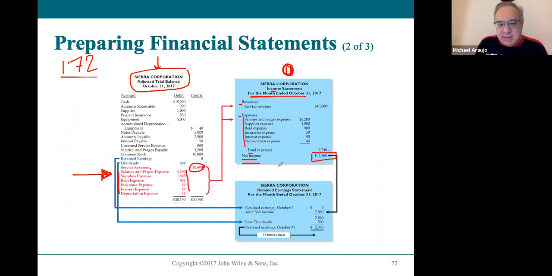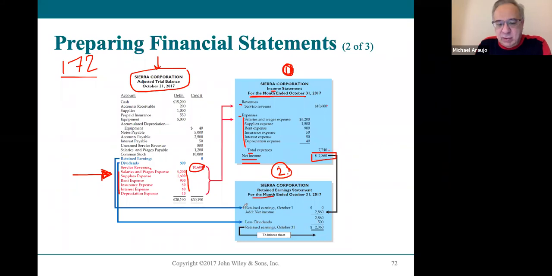The next statement that we do after we're done with the income statement is the retained earnings statement. Again, it measures the exact same period of time, the month of. The retained earnings statement mirrors the income statement in terms of time frame. Okay, so it's also part of that periodicity assumption, artificial time frames.